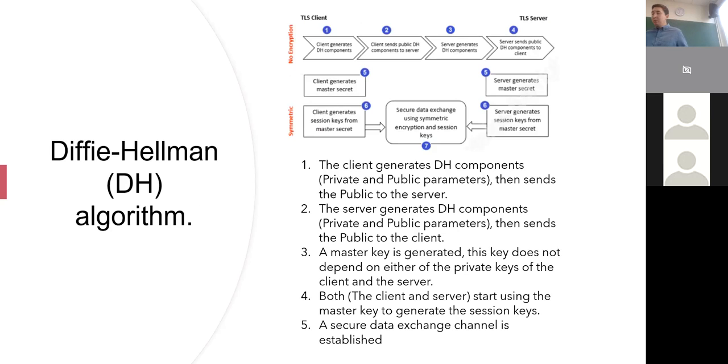I will mention them, but I will explain the two methods. For the Diffie-Hellman, this master key doesn't depend on any of the private keys of the server or the other user. None of them has the higher ownership of the key, let's say. The client generates Diffie-Hellman components, a private and a public parameter. They are not keys yet, just random parameters, and it sends the public one to the server.